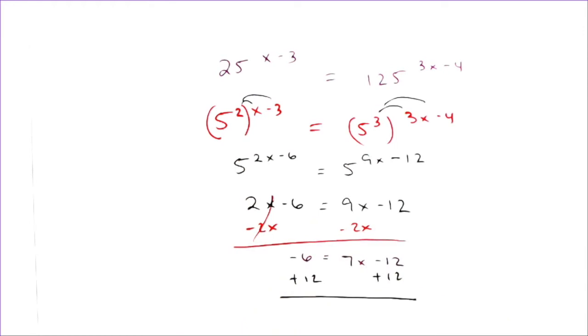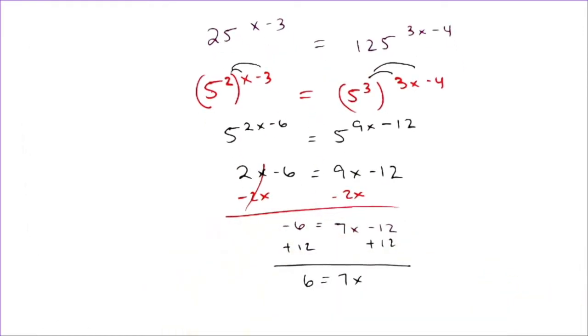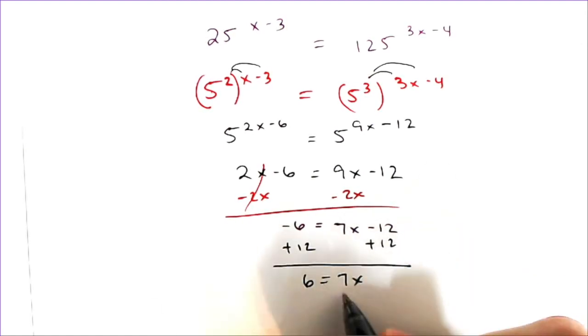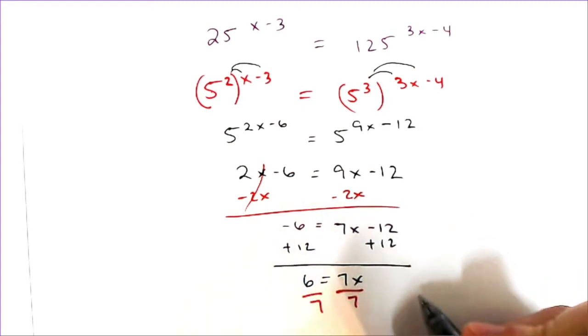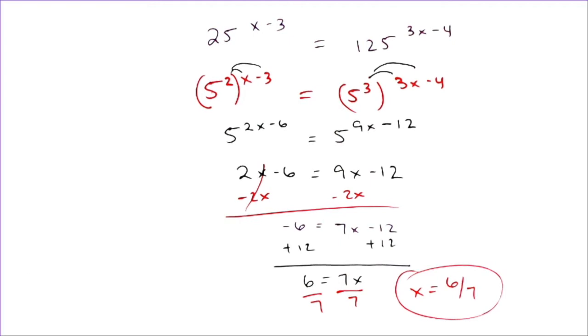And finally, as promised, we're going to have a fraction. Negative 6 plus 12 is 6. And I divide by 7. When you get this fraction, keep it as a fraction. Do not write the decimal. Decimals are for people that have calculators, and these problems are designed to be solved without a calculator. So if you're getting the fraction answer, don't write the decimal.